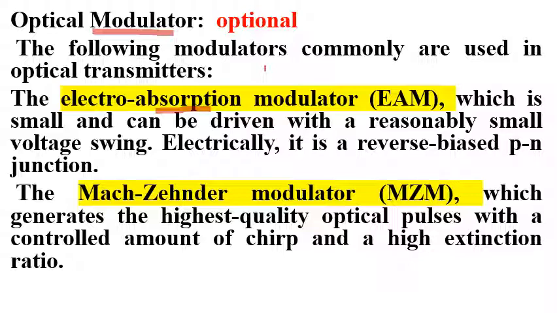This is small and can be driven with a reasonably small voltage swing. Electrically, it is a reverse bias PN junction. The Mach-Zehnder modulator generates highest quality optical signal with the control amount of chirp and high extinction ratio.